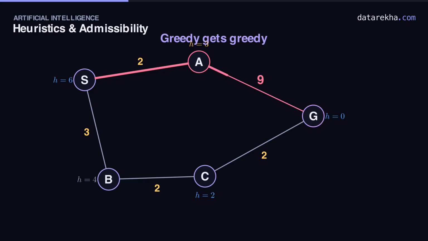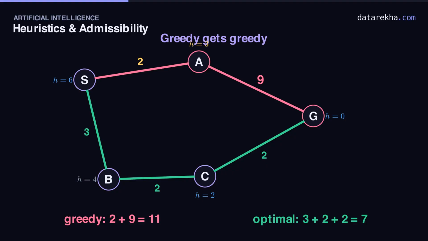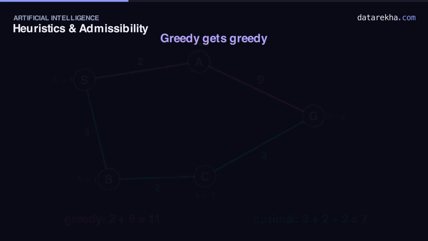From A, the goal itself has h 0, smaller than anything. So greedy commits to the road A to G. But look at that road's cost, 9. Greedy just spent 2 plus 9, 11 to reach the goal. Now watch the path greedy ignored. Go S, B, C, G. Instead, 3 plus 2 plus 2. That's only 7. Greedy was led straight into a dead-end road by a tempting-looking guess. It is fast, but it is not optimal.